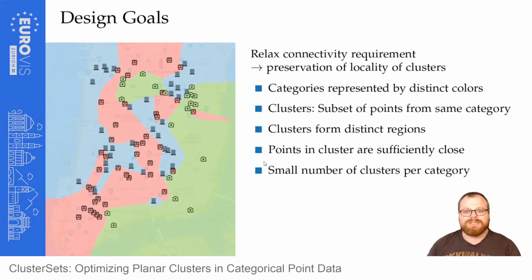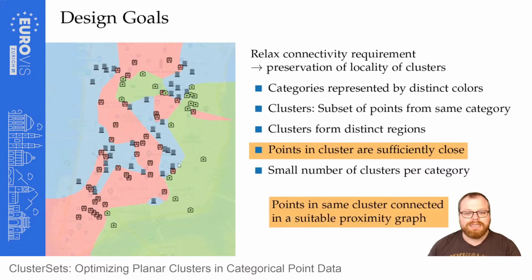The question is, what do we mean with sufficiently close? For example, these 2 green points are in the same cluster, but are further away from each other than these 2 red, which are not in the same cluster. However, if we have denser parts of the map, then we don't want to have the same metric that decides which points are close than if we have not so dense parts. So instead of looking at the Euclidean distance, we use a suitable proximity graph to define which points are close.